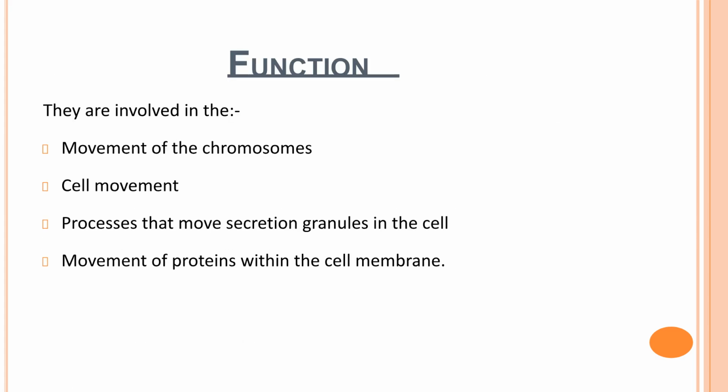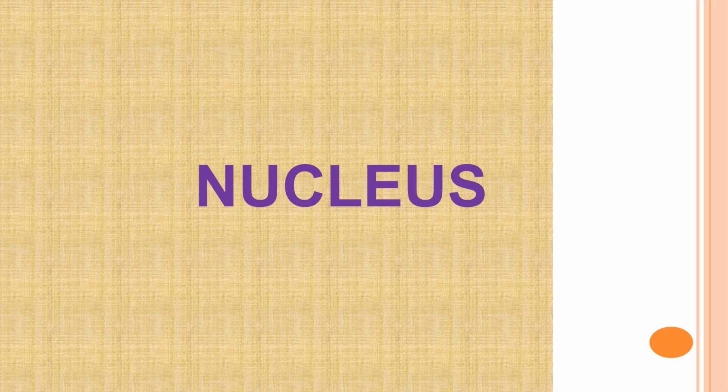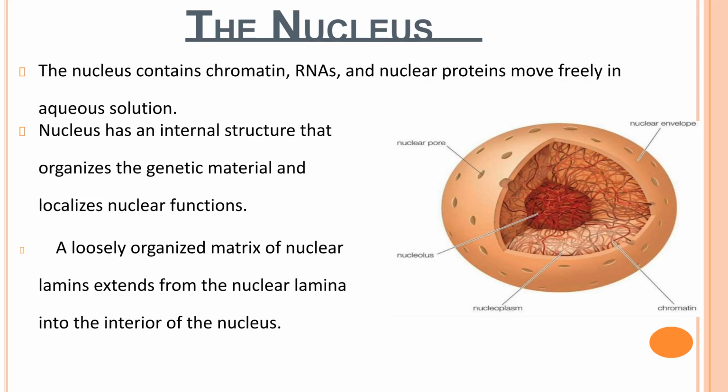Next, we will discuss the nucleus, a critical component of the cell. The nucleus contains chromatin, RNAs, and nuclear proteins. It has an internal structure that organizes genetic material and localizes nuclear functions. A matrix of nuclear lamins extends into the interior, organizing functional nuclear bodies. Nuclear lamins serve as sites for chromatin attachment. Chromatin is organized into large DNA loops, with specific regions bound to the lamin matrix by lamin-binding proteins.